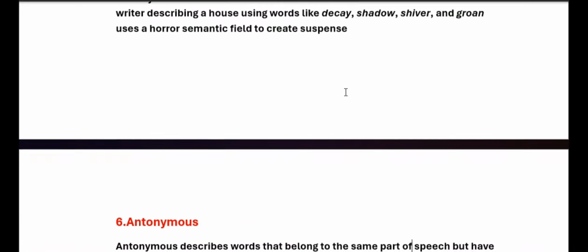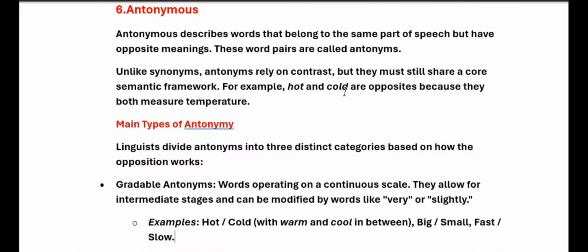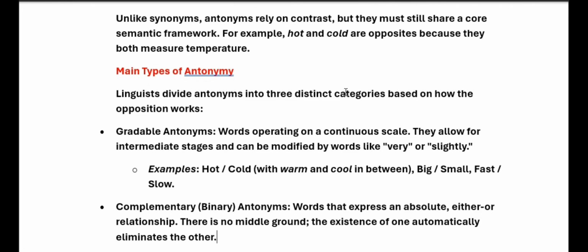Okay, the last one is antonymy. Antonymy describes words that belong to the same part of speech but have opposite meanings. These word pairs are called antonyms. Now, antonyms are pairs of words and the relationship between them is antonymy. Okay, unlike synonyms, they have different, opposite meanings. Like hot and cold, they are opposite to each other.